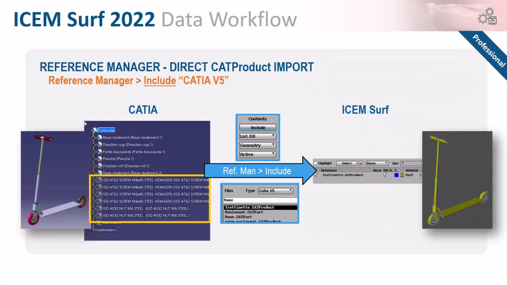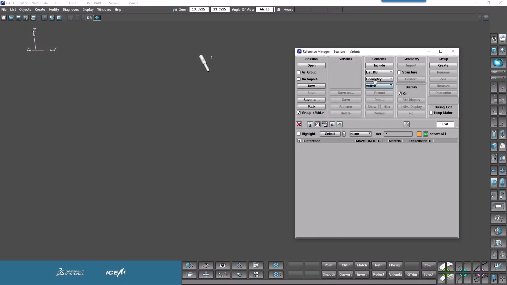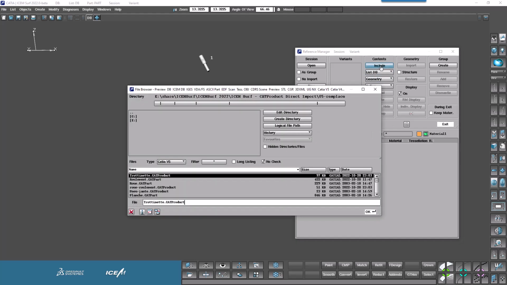Bringing in CAT products to Reference Manager offers us more choices. Include brings it in as one object, but Open brings in all the components as individual references and conveniently sets any hidden objects display status to passive in Reference Manager. So it depends upon what you want to do with the assembly once it's in ICEMSurf. Let's see it in action. I'm going to bring in the same CAT product that we had before, the little scooter.